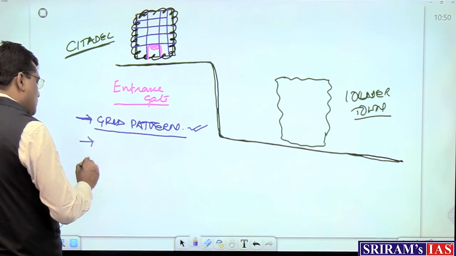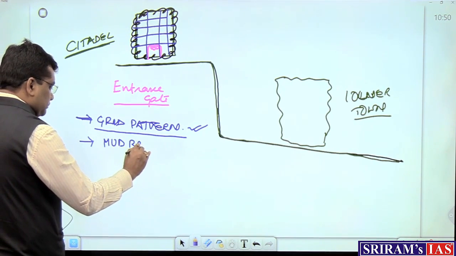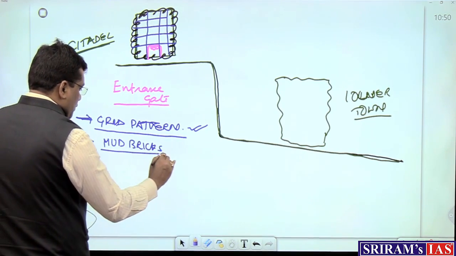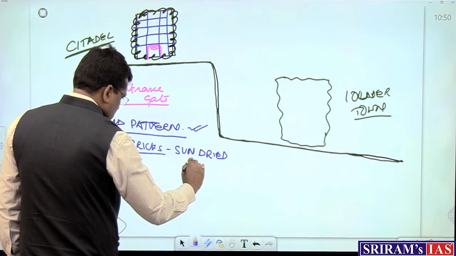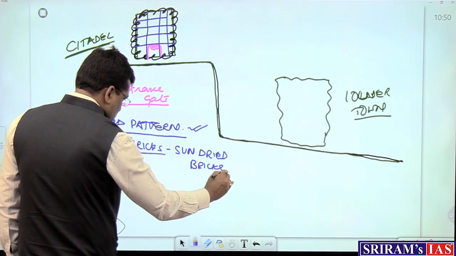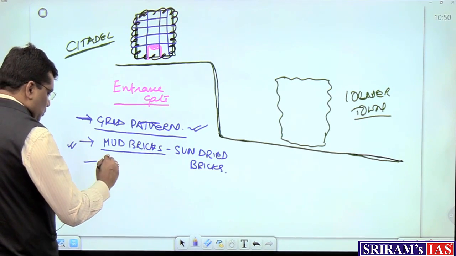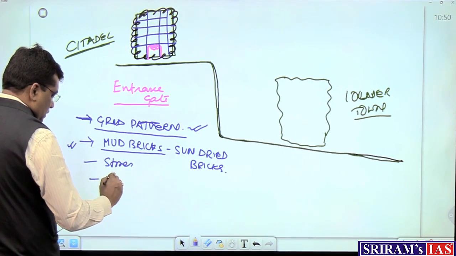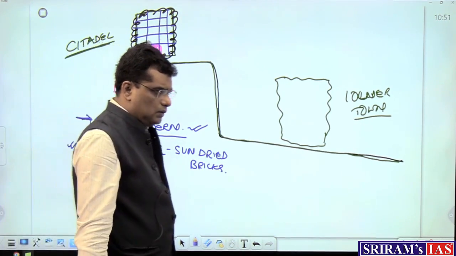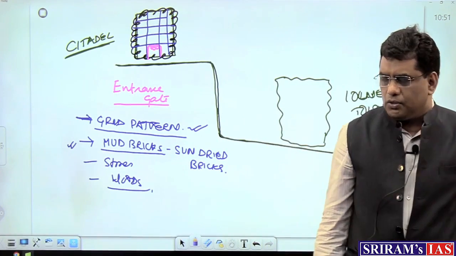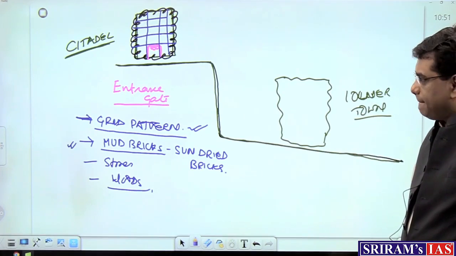Secondly, both mud bricks or sun-dried bricks were used for the construction of buildings, along with stones and wood. These were the finely developed materials that were used, along with the grid pattern.